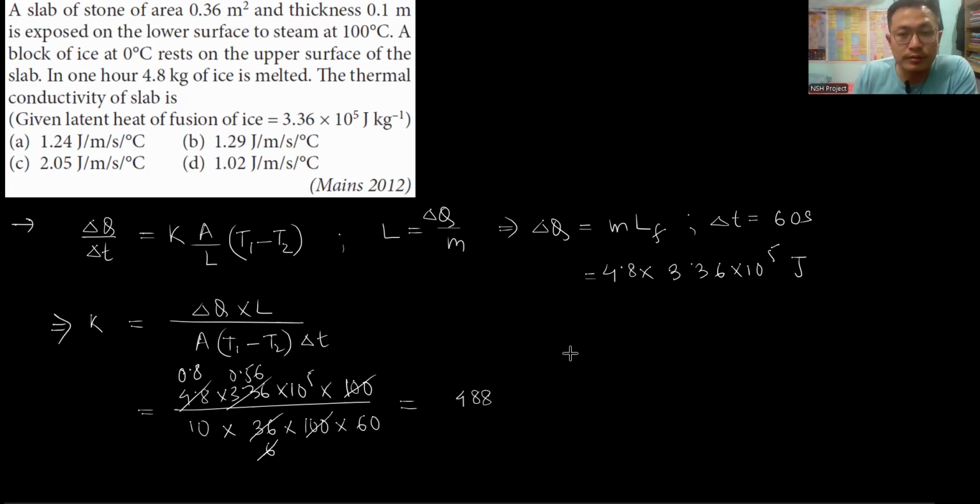4.8 kg of ice is melted, that is the heat of fusion.